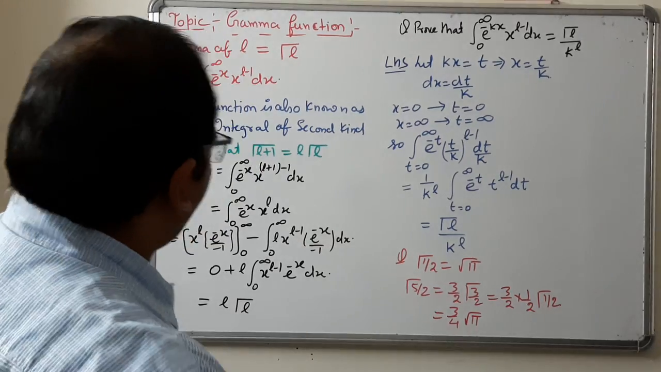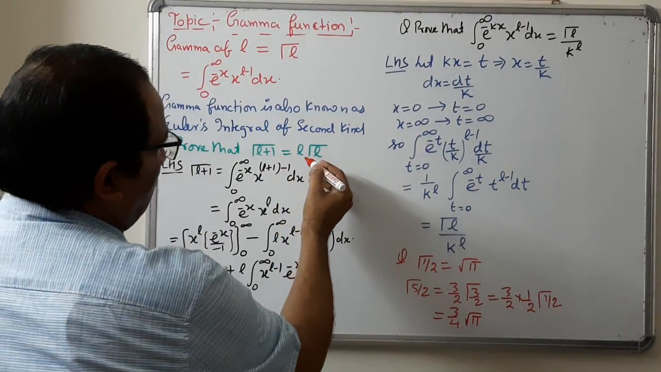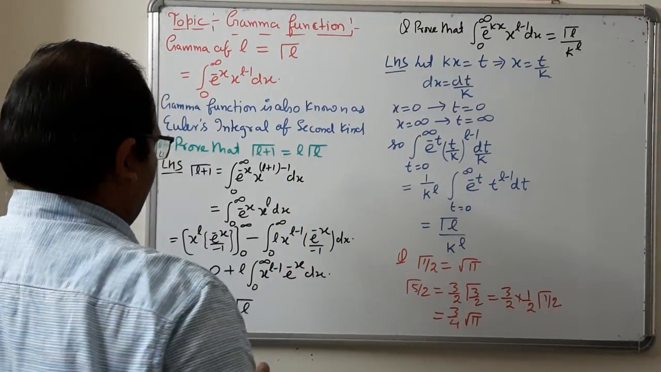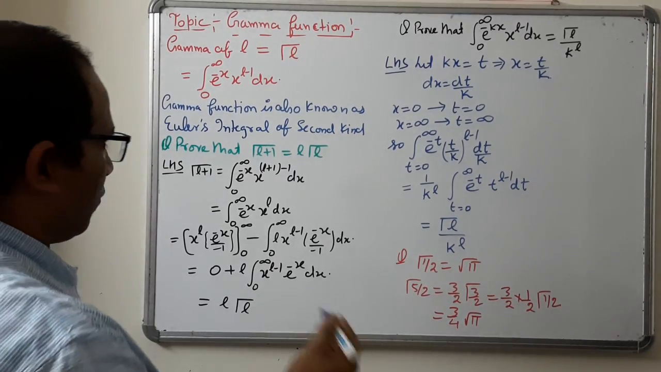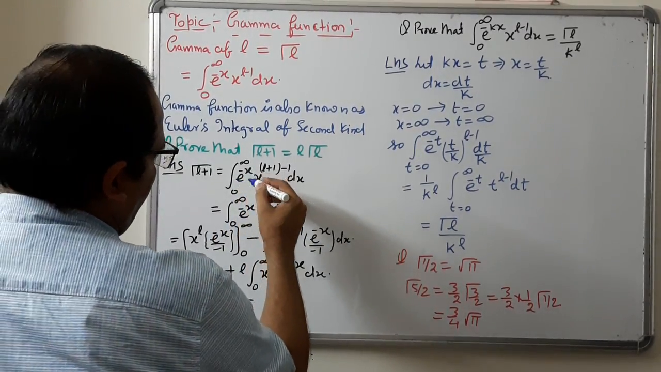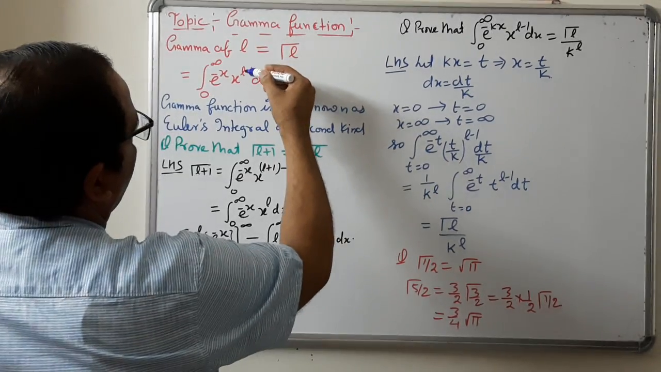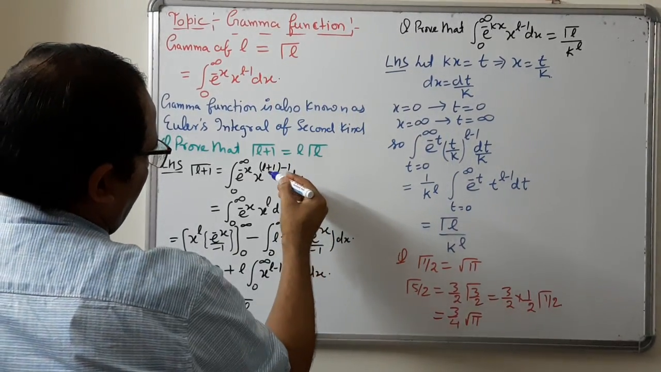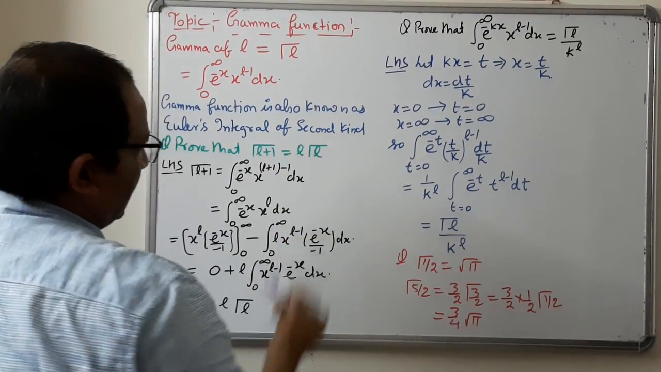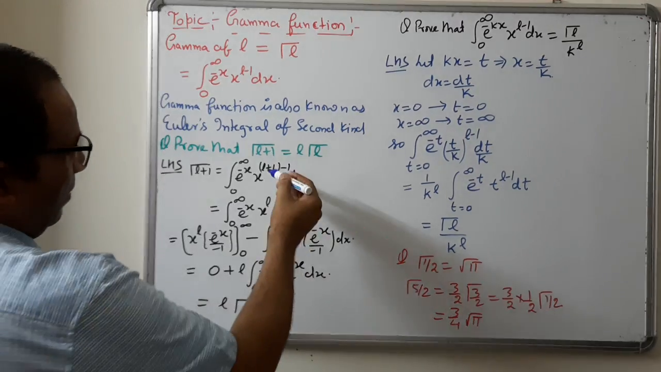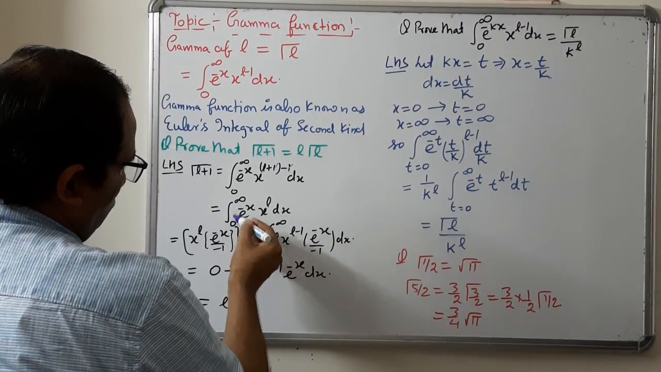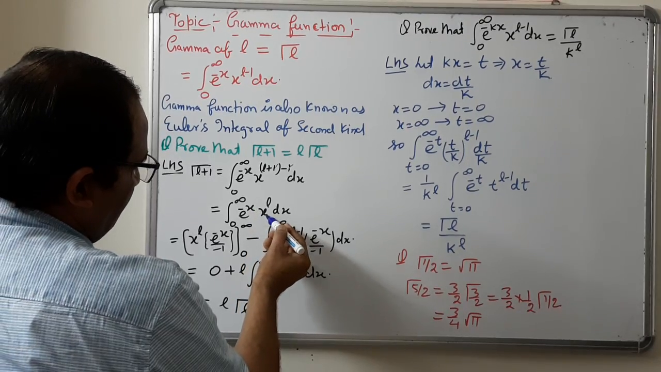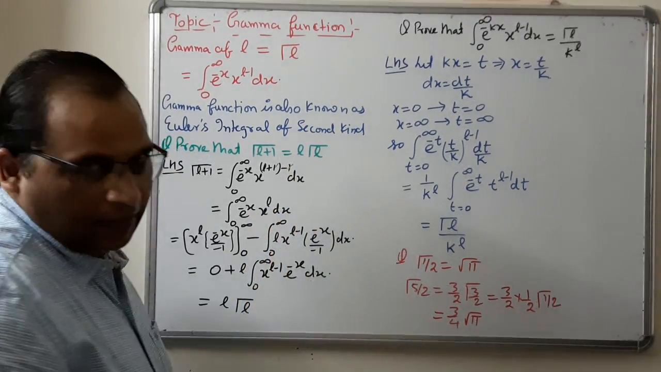Now we prove a formula: gamma of L plus 1 is equal to L gamma L. We take left hand side, gamma of L plus 1 can be written as 0 to infinity e to the power minus x, put here L equal to L plus 1. So I write L plus 1 minus 1 dx. And L plus 1 minus 1, 1 to 1 cancel out, so we get 0 to infinity e to the power minus x, x to the power L dx.